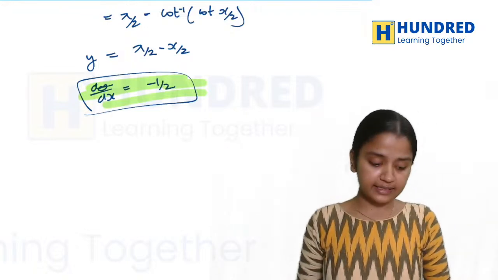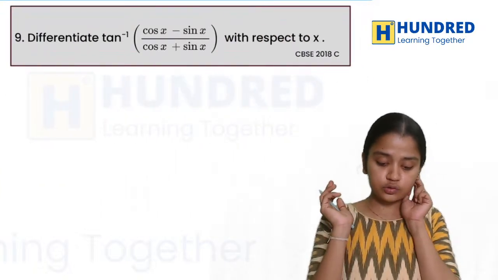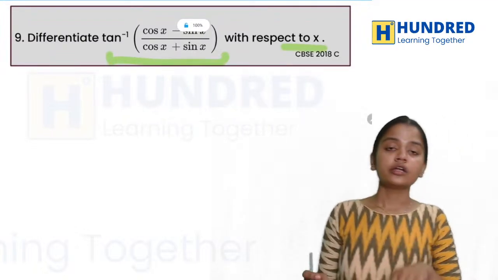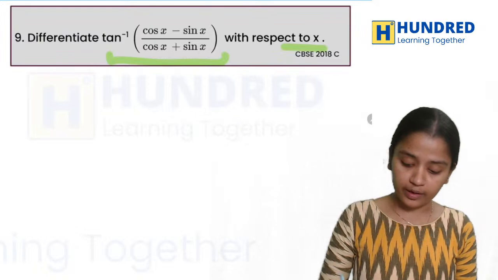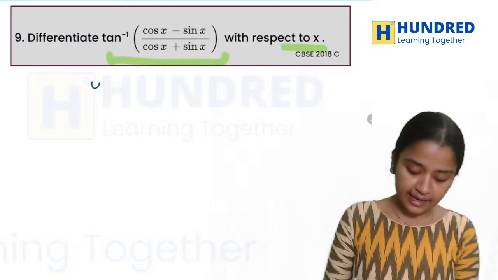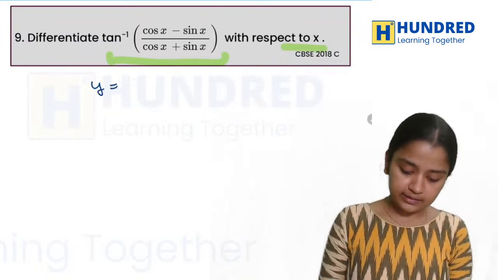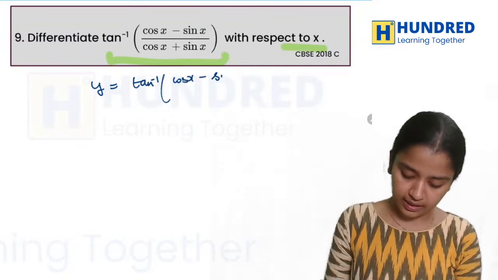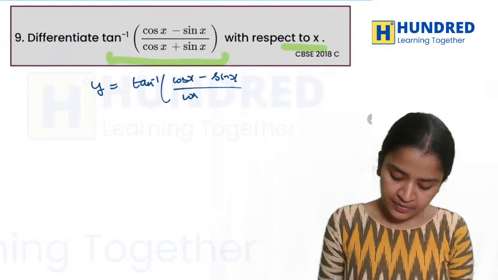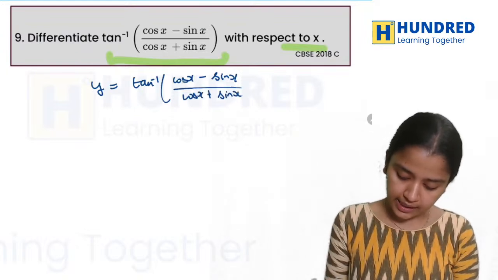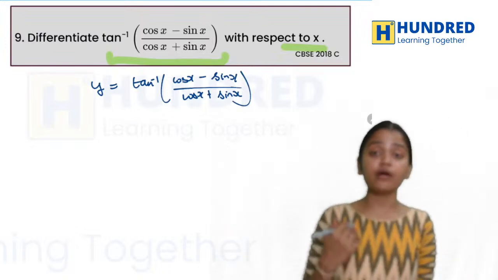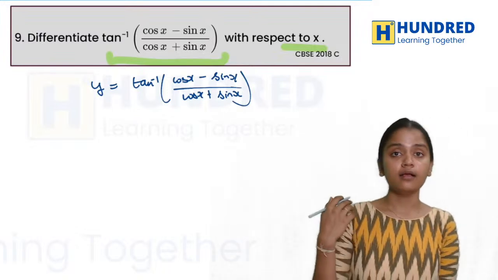Okay, now same way let's do the next one. So next one பத்தி, here in the whole thing they asked us to differentiate with respect to x. Okay, now what am I taking? I'm taking it as y. So y is equal to tan inverse of cos x minus sin x by cos x plus sin x. Like this I'll be having. Okay, now what am I going to do? I'm going to divide it by cos x.